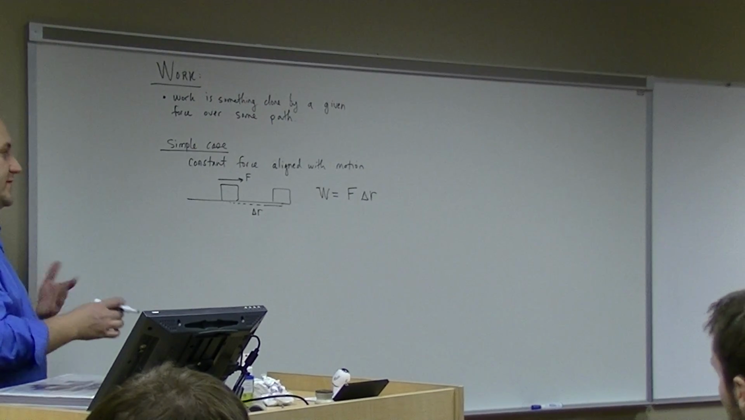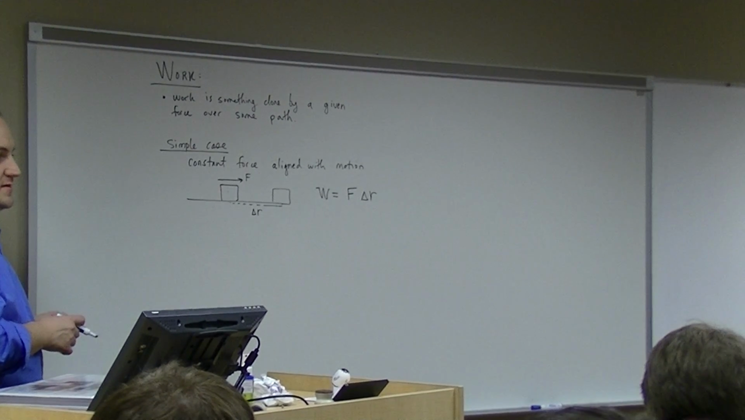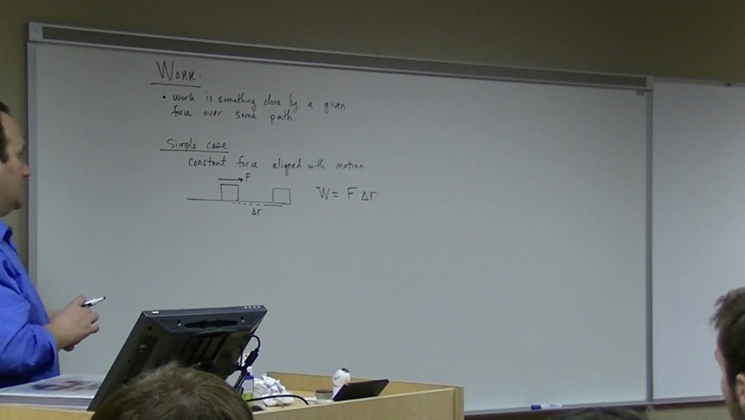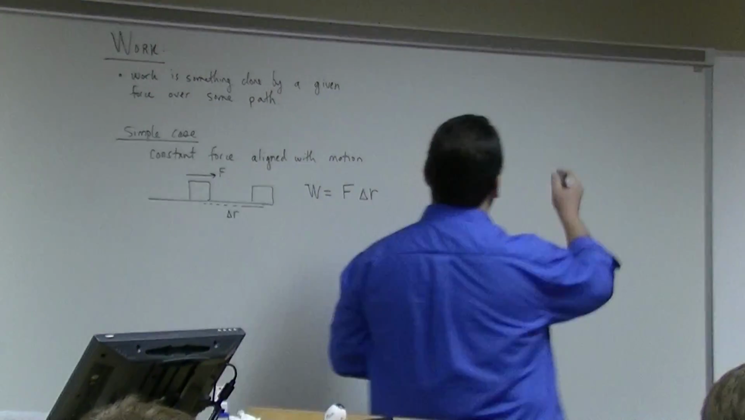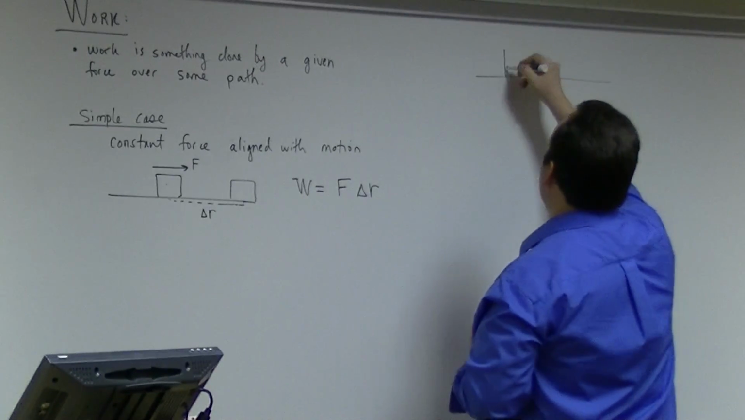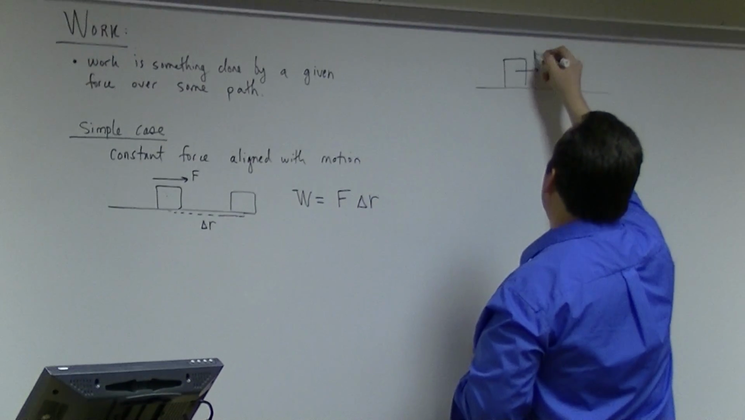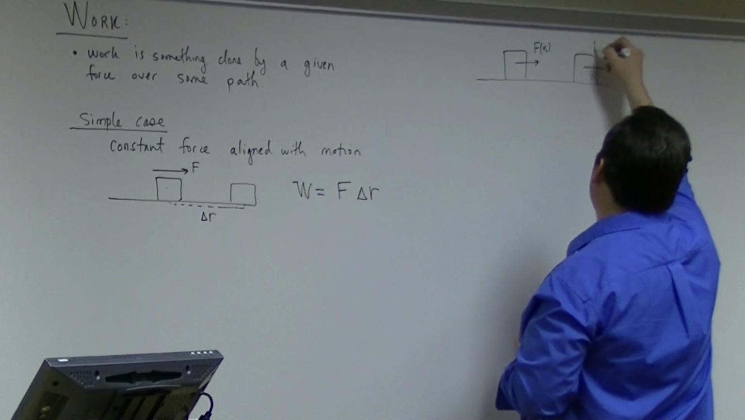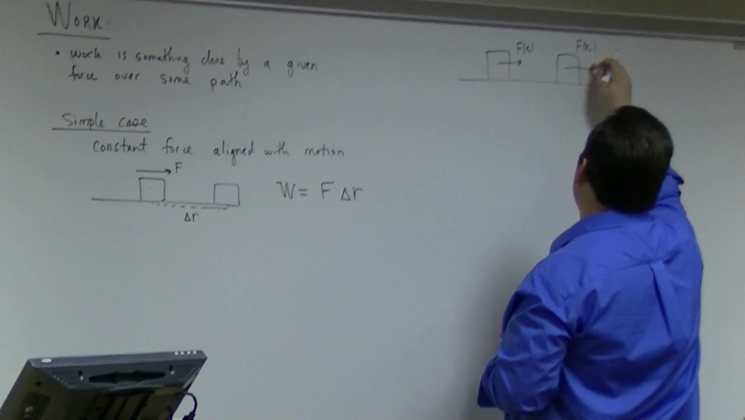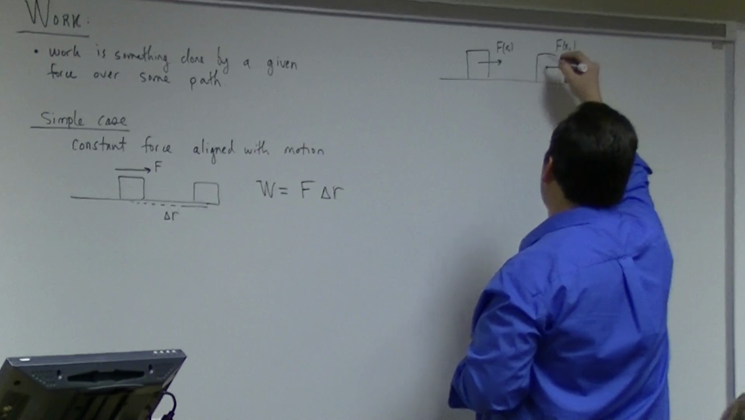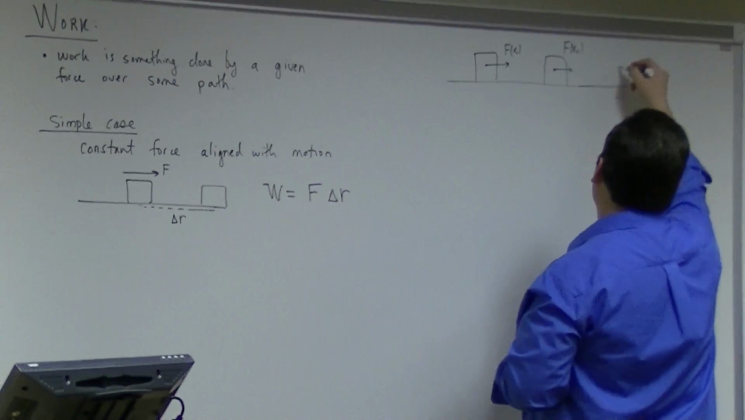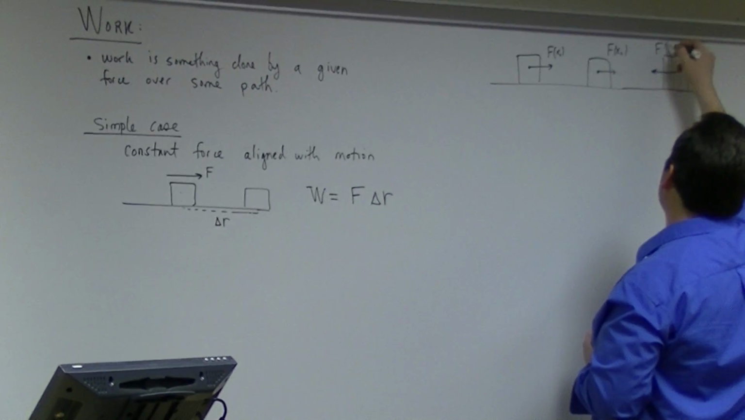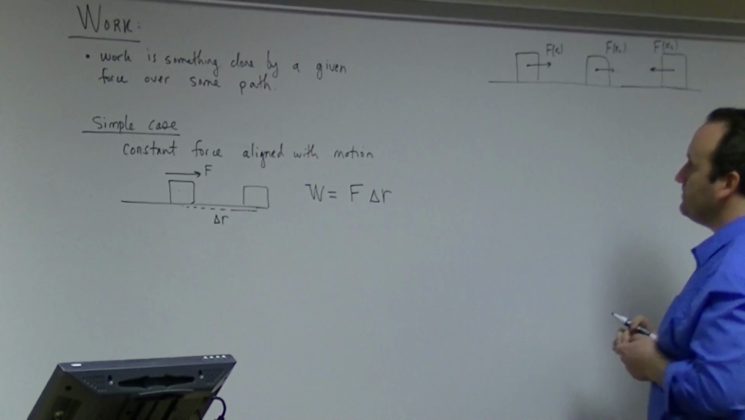Let's see here. There's a couple of different ways you can generalize this case. You can talk about a non-constant force which is aligned with the motion. So how about that? What if I think about a box here? Here's f of x1. Then at a little bit later time, the force on the box is f of x2. And let me just illustrate the varying force with varying length arrows. And then over here, maybe the force is like this even, f of x3.